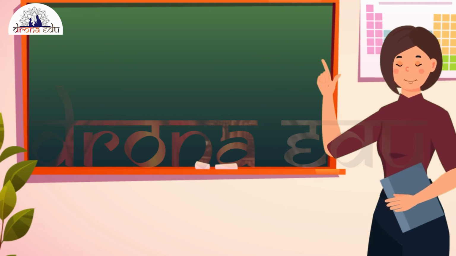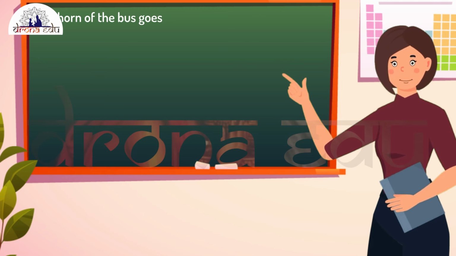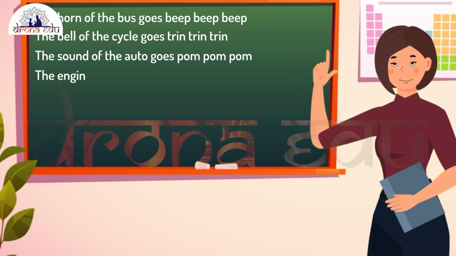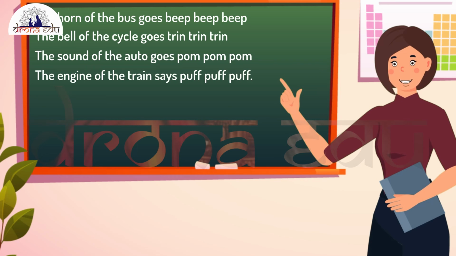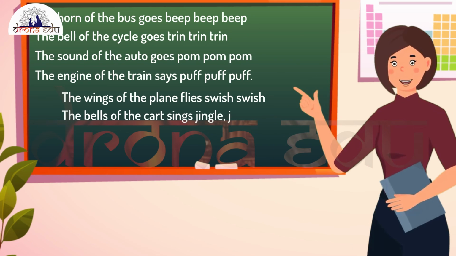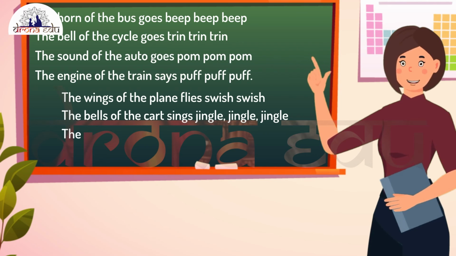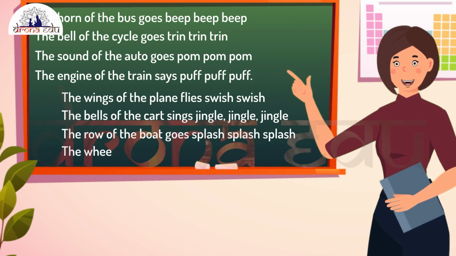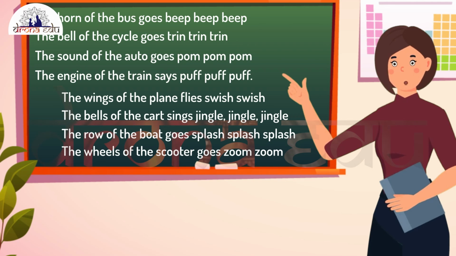The horn of the bus goes beep, beep, beep. The bell of the cycle goes trin, trin, trin. The sound of the auto goes pom, pom, pom. The engine of the train says puff, puff, puff. The wings of the plane fly swish, swish, swish. The bells of the cart sing jingle, jingle, jingle. The row of the boat goes splash, splash, splash. The wheels of the scooter go zoom, zoom, zoom.